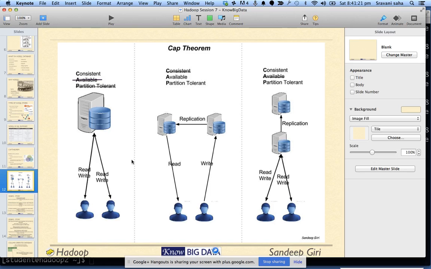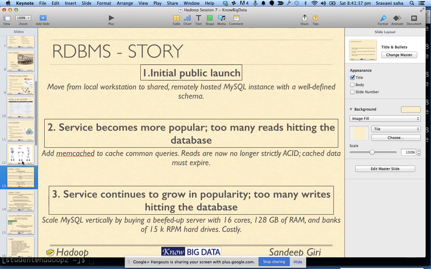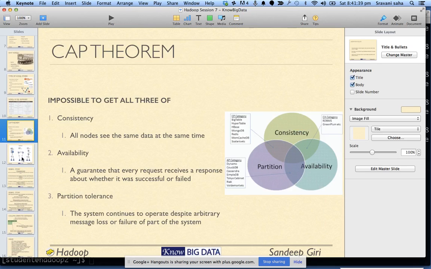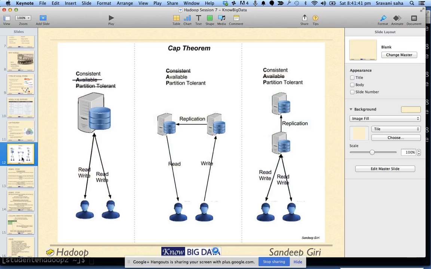So this is the CAP theorem, which says this diagram demonstrates that in these three topologies, none of them is able to give us a consistent, available, and partition tolerant store. This is very important to remember: the CAP theorem says that one of these three will be missing. You cannot have all three in any database.